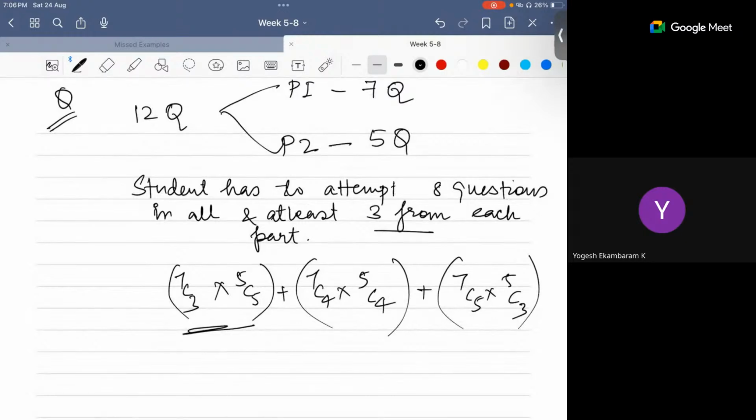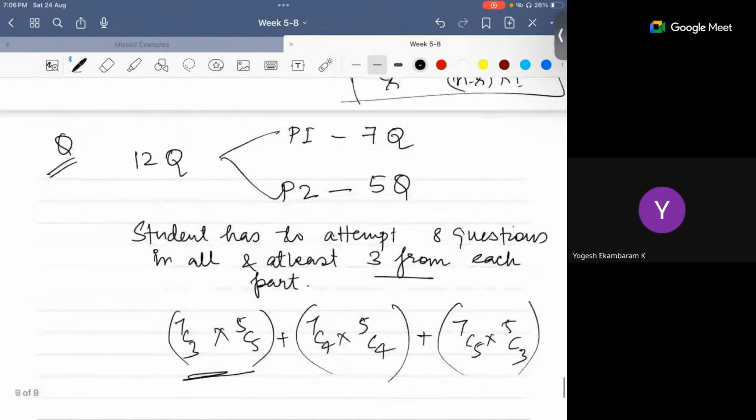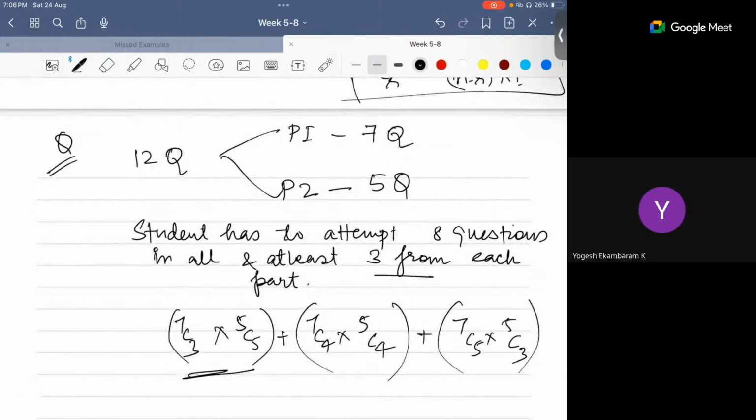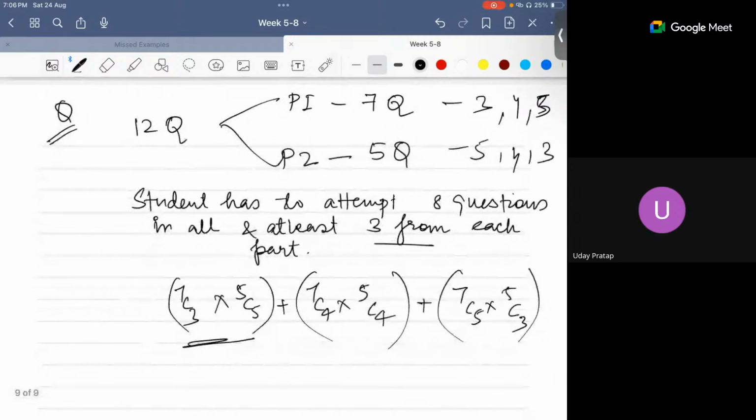Is there any other case? If he attempts 3 from one part, that gives 5, 4 and 3 from the other, 5C3. Any other case such that the summation will be 8 and at least 3 you can take from the other part? There's no other combination, right? Is there any case that is left? No. So this is the case. Okay, let's deal with some more problems.